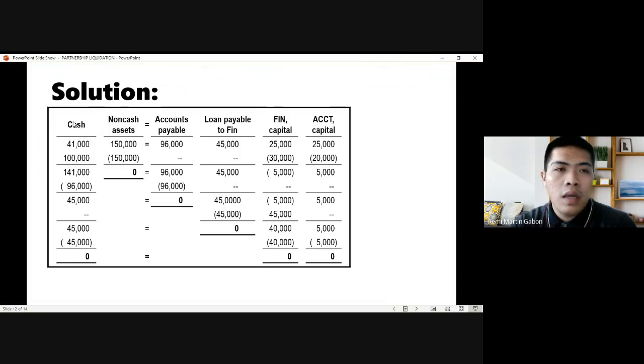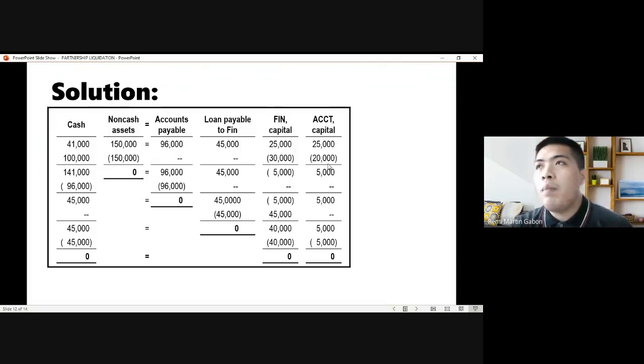We have 141,000 total cash. Accounts payable is not yet settled, still 96,000. Loan payable to Fin is still 45,000. There is no distribution yet. But Fin's capital became negative 5,000. Act, on the other hand, still has a positive 5,000. So Fin's balance became negative, meaning he has a deficit after considering the loss of 30,000 on his part as his share of the loss on the realization of the non-cash asset.